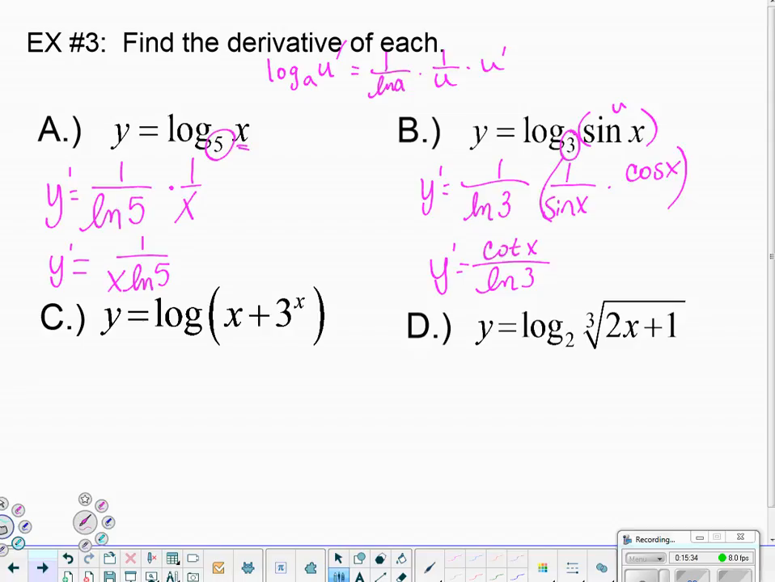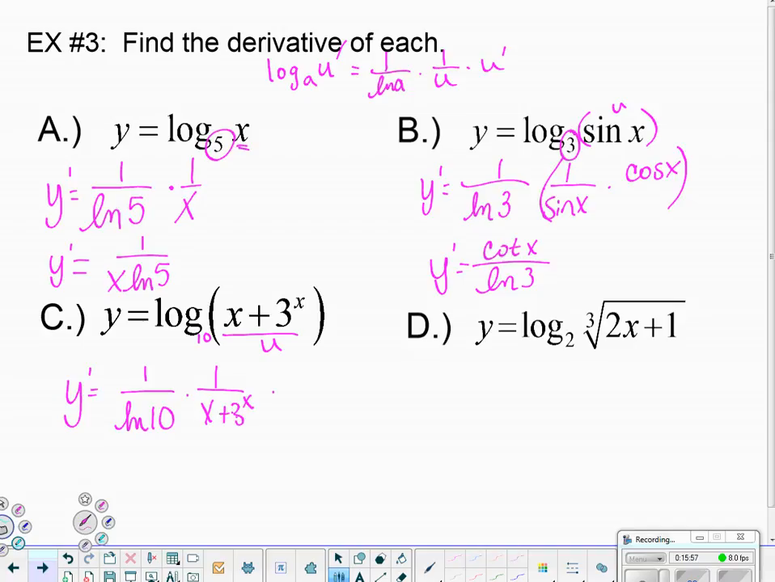Let's do this one. Oh, this one's tricky. Understood base of 10, right? Log without anything written is a base of 10. So this goes into a y prime: 1 over natural log of a, which is 10, times 1 over u, and this is our u, x plus 3 to the x.